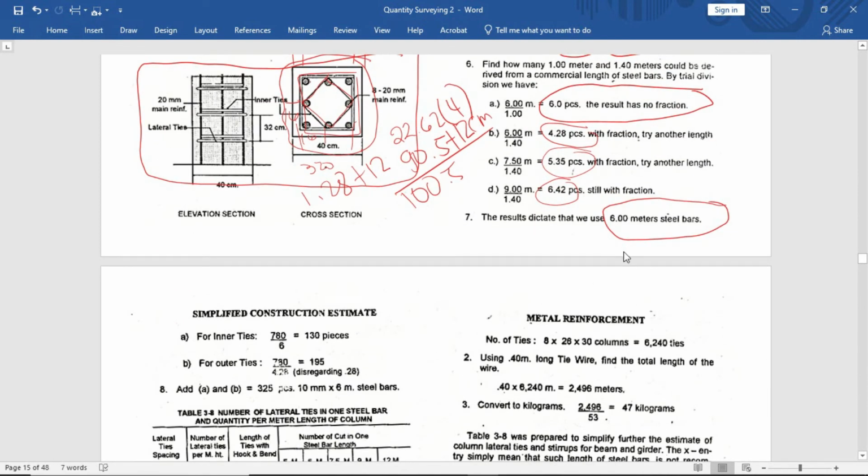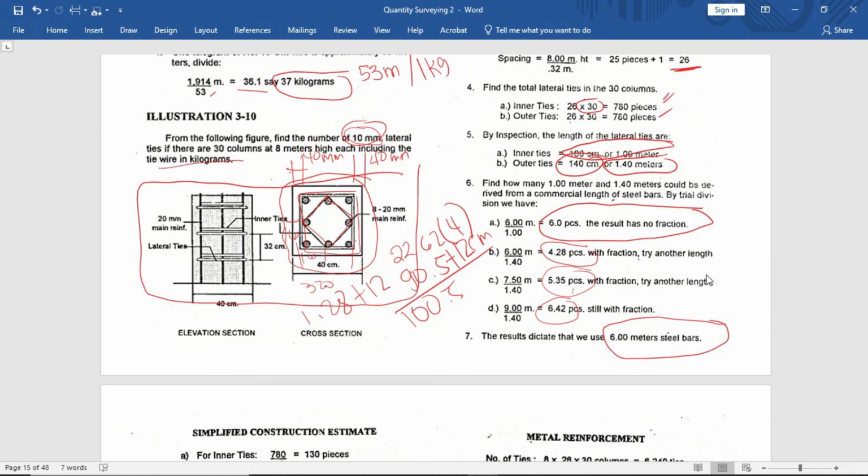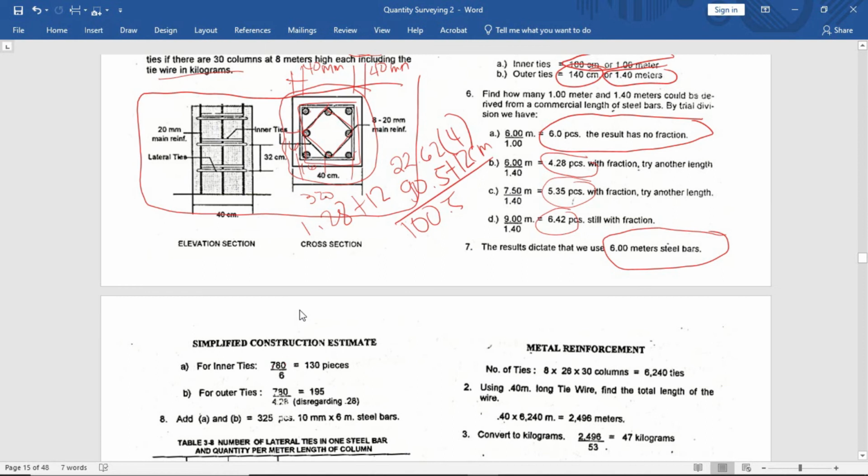So, nakuha na natin. Hanap natin kung ilang pieces ng 10 mm by 6 meters para sa lateral ties. So, 780. Saan galing yung 780? Ito po yun, number of ties, lateral ties. So, 780 divided by 6 meters is equal to 130 pieces para sa inner ties.